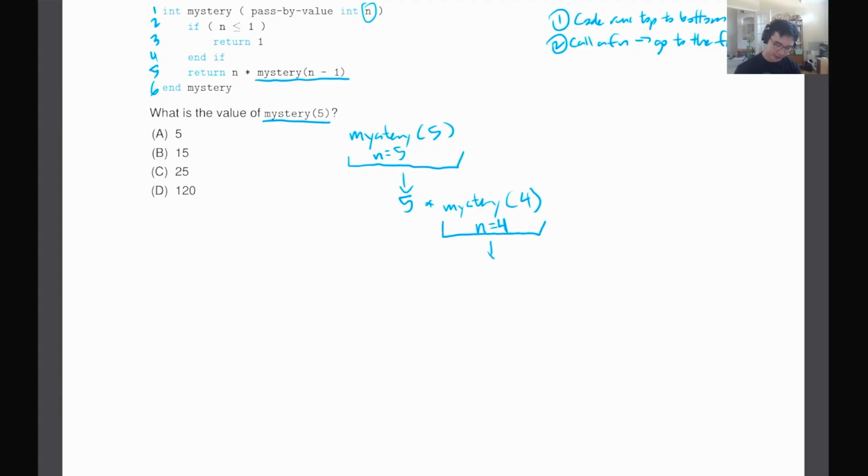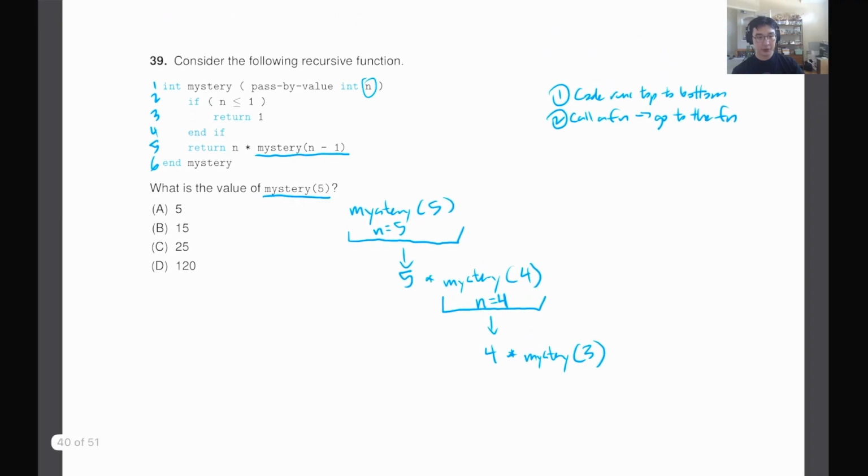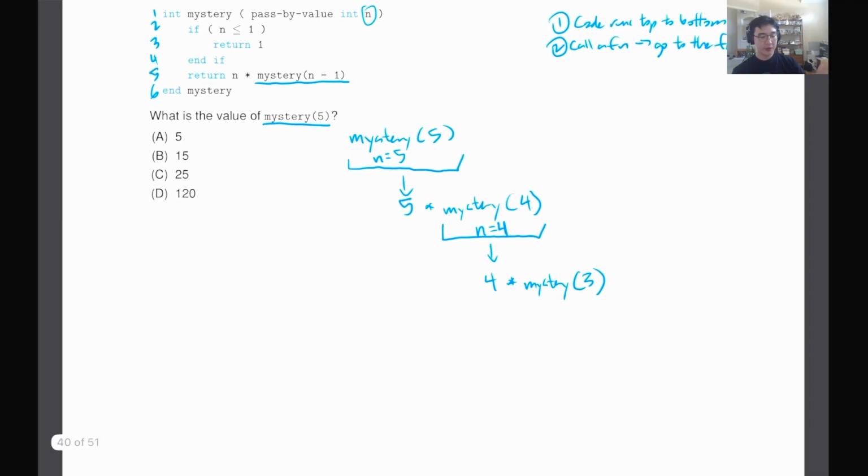And this is equivalent to n, which is 4 right now, times mystery n minus 1, which is 3. Okay. So again, when we call a function, we want to go to the function. That's rule number 2. So we go to line 1. N is currently 3. And then we go to line 2.